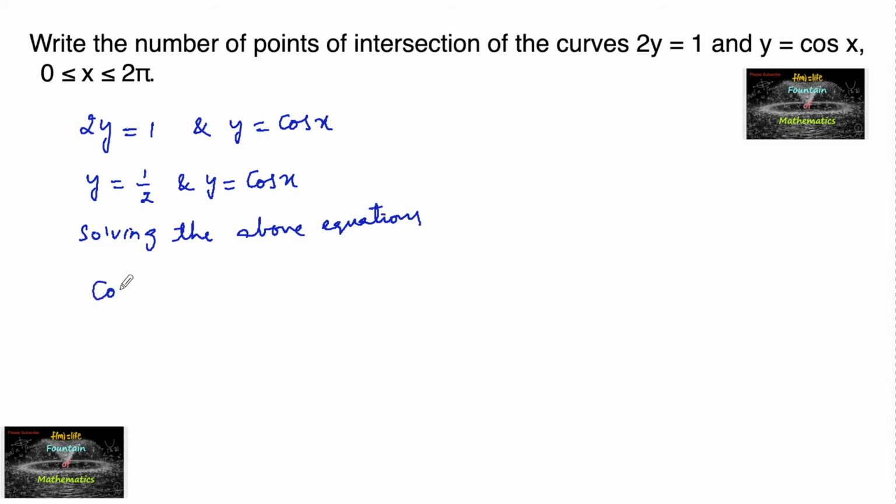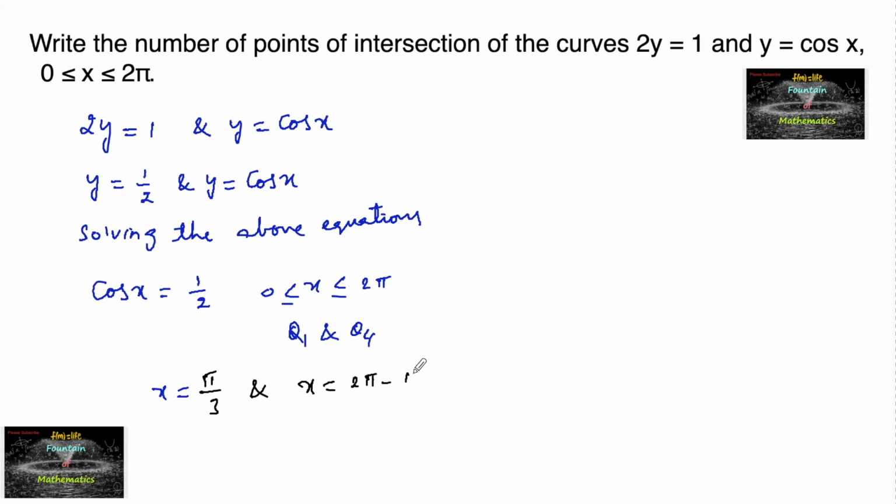we have cos x equals half, and for x belonging to 0 to 2 pi, cos is positive in the first quadrant and in the fourth quadrant. Since cos x equals 1 by 2, we can consider x equals pi by 3, since cos 60 degrees is 1 by 2, and in the fourth quadrant, x equals 2 pi minus pi by 3. 2 pi minus pi by 3 is nothing but 5 pi upon 3.